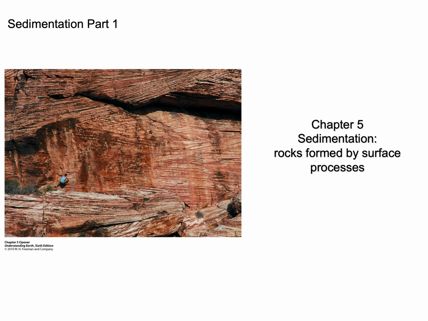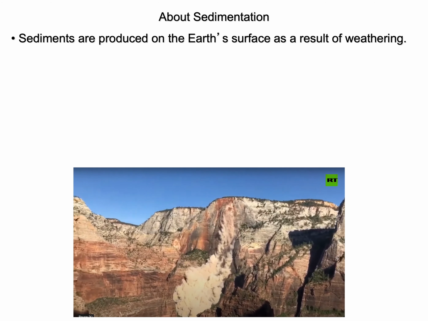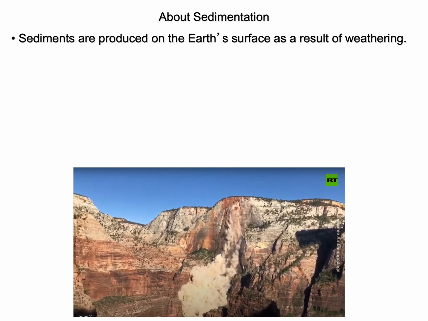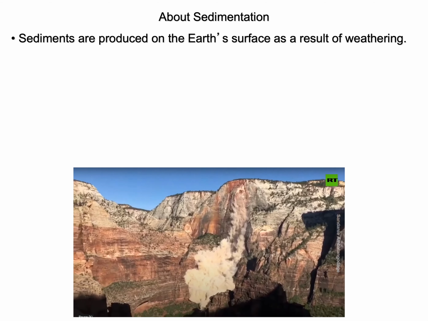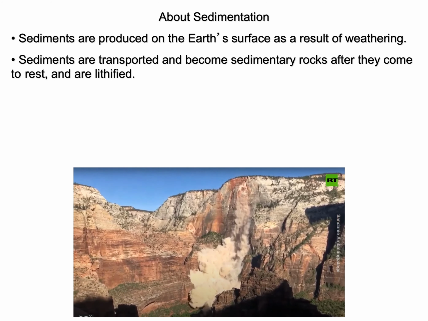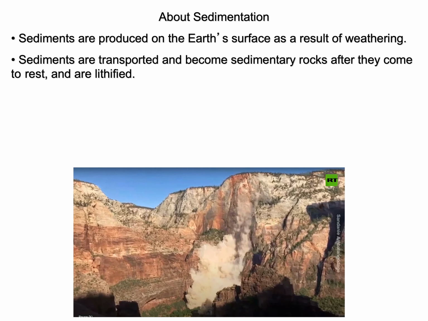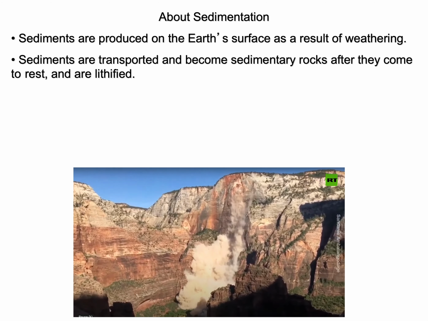Sedimentation, rocks formed by surface processes. Sediments are produced on the Earth's surface as a result of weathering. We're going to see a couple different types of weathering and the results of those different types of weathering. Sediments are transported and become sedimentary rock after they come to rest and are lithified. That's the cementation of material into a rock.